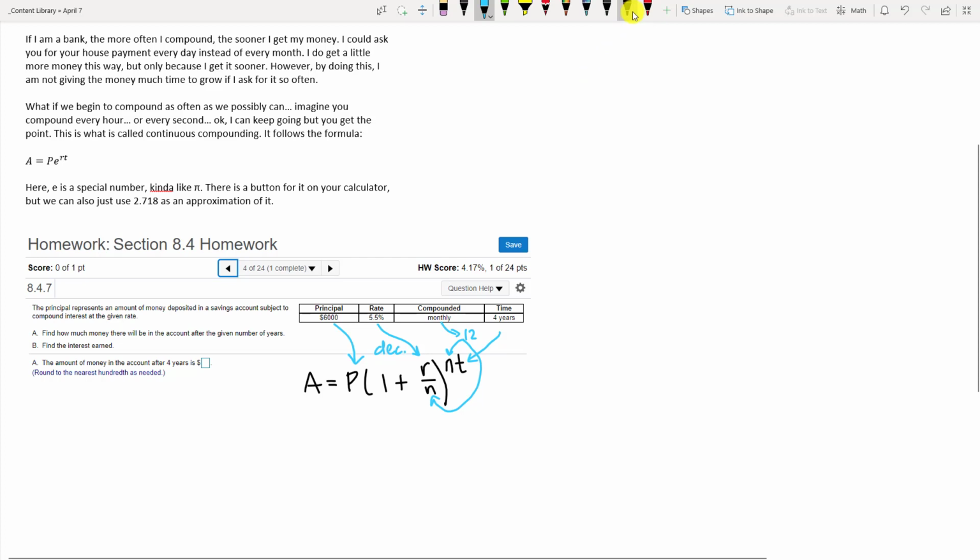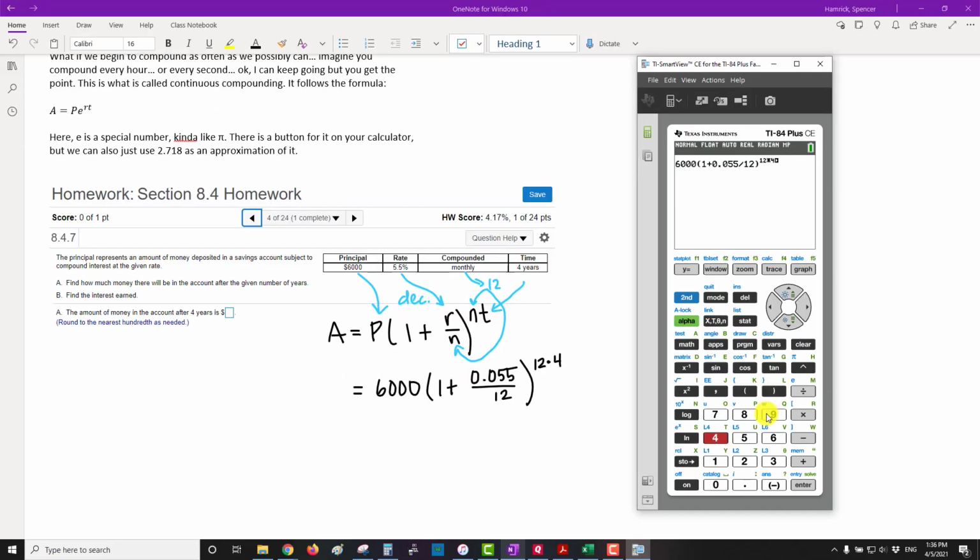So let's plug these numbers in. So if we put all this in the calculator, we see that we get 6,000 parentheses 1 plus 0.055 divided by 12 and raise that to the 12 times 4. Now the tricky thing here is if you have, say, just a scientific calculator, not a graphing calculator like this one, you're going to want to use parentheses after you use the caret symbol, or you just want to go ahead and multiply in your head that 12 times 4 is 48. Otherwise, you'll get some errors when you do your math. So we press that in, and we get that the amount is 7472.70.